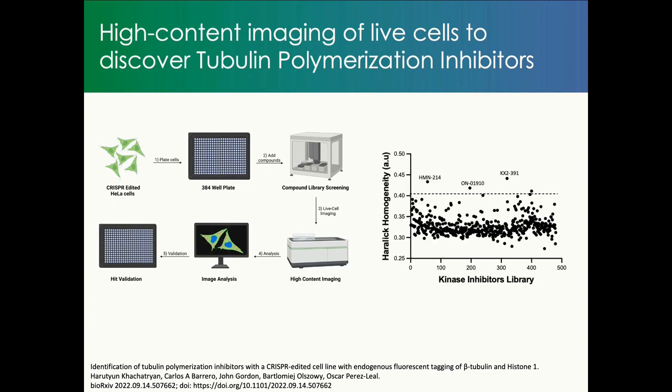Then we determined the cutoff to identify potential positive hits, and that cutoff was the mean plus 3 standard deviations of the Haralick homogeneity value, as the limit to look for compounds that were above that limit. And we were able to identify 3 compounds that were above the limit. Then we proceeded to obtain fresh compounds from different providers to repeat these experiments and to test this in more detail in a dose response experiment.